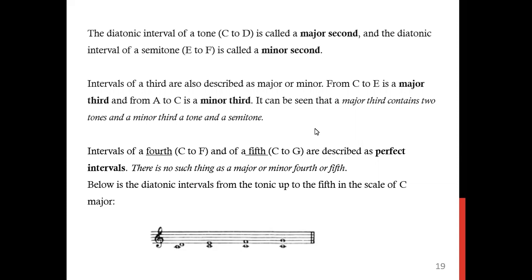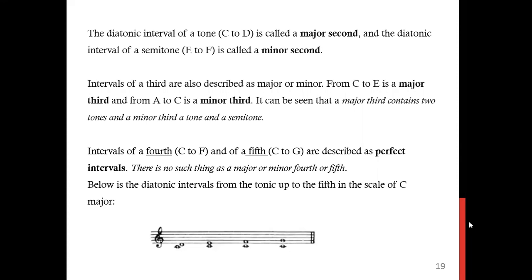Why? Who can tell me why that's a minor third? After all, they are both thirds. A to C is a third because at least we jumped a note. And C to E, we jumped a note. So what's the difference between the major third and the minor third? Why did this become a minor third? Who can contribute?